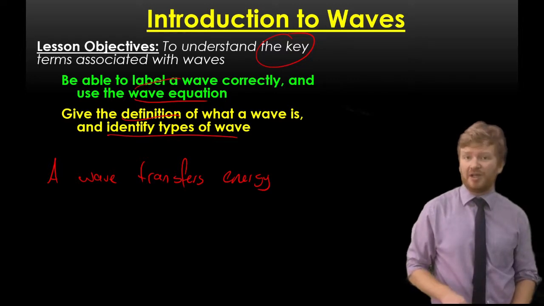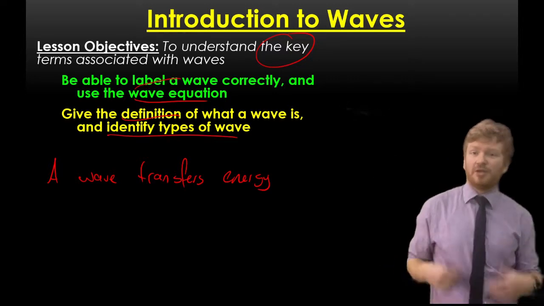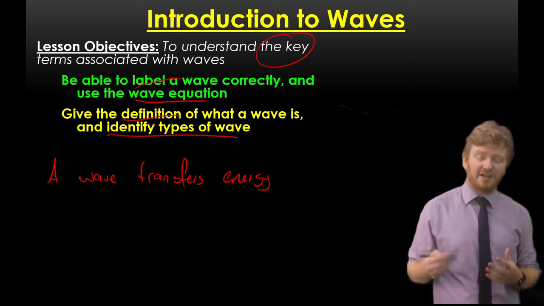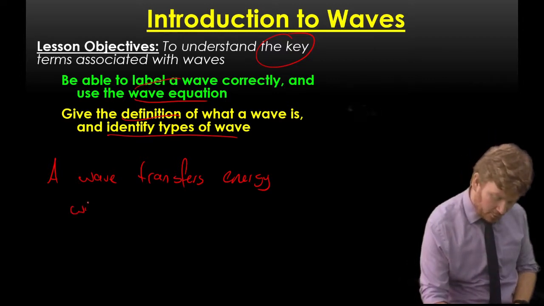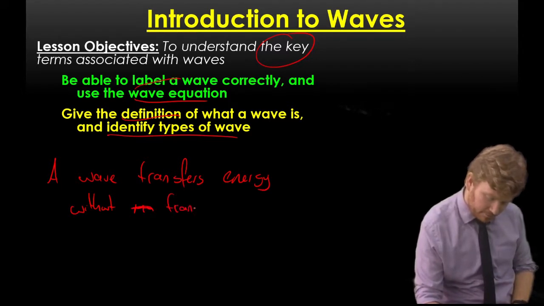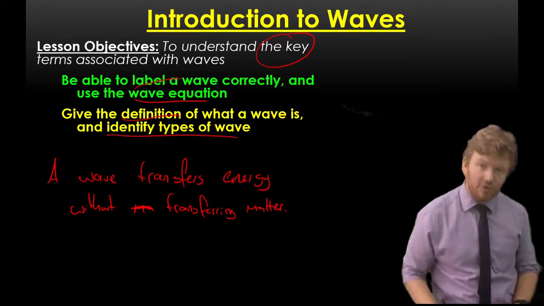But we know there are lots of other ways of transferring energy. For instance, if I was to throw this pen at you and you could catch it, then you'd be getting kinetic energy from it. So a wave is slightly different. A wave is a way of transferring energy without transferring matter. So what does that mean?